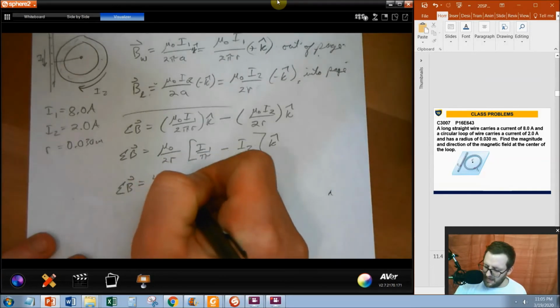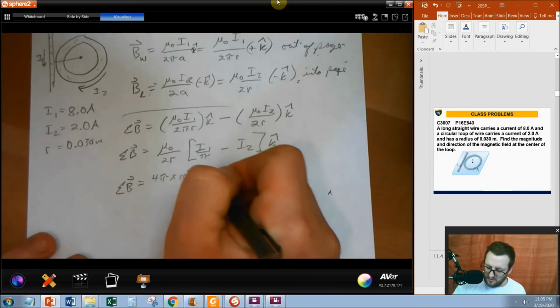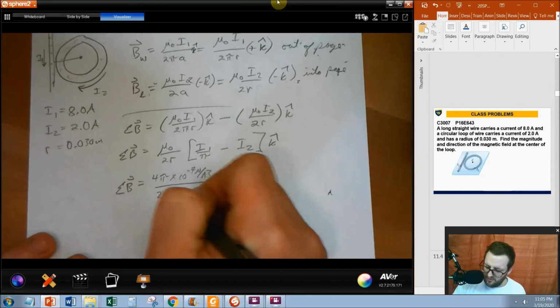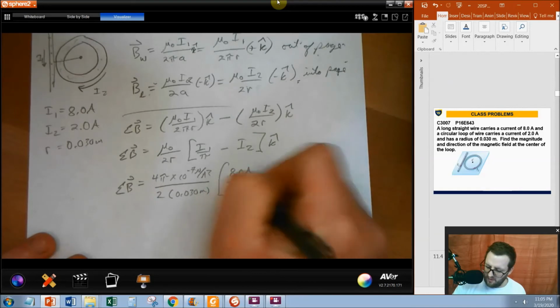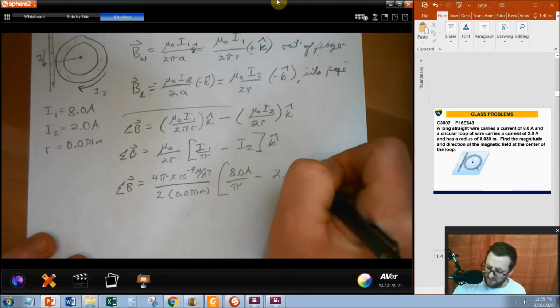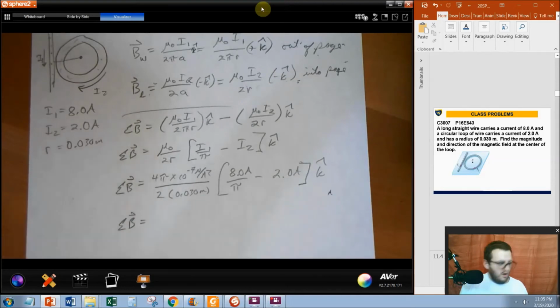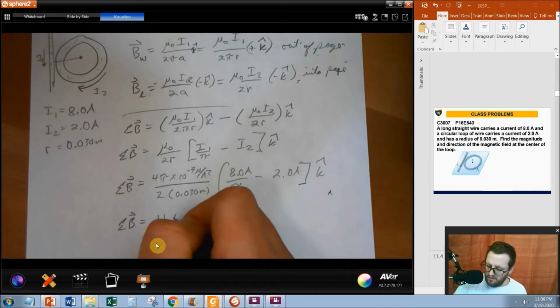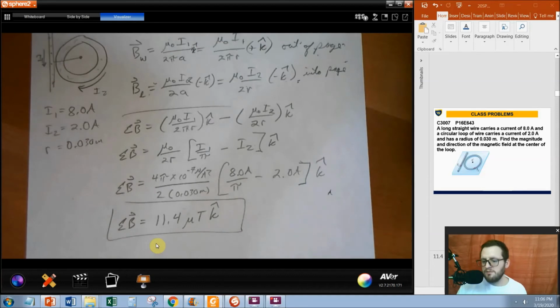So that is 4 pi times 10 to the negative 7th newtons per amps squared over 2 times the radius, which is 0.030 meters, times I1, 8.0 amps, over pi minus I2, 2.0 amps. And when you throw all those numbers into a calculator, you get 11.4 microtesla, and that is out of the page.